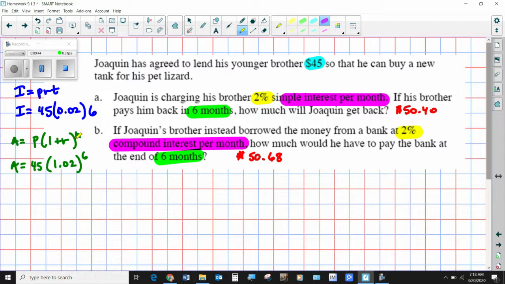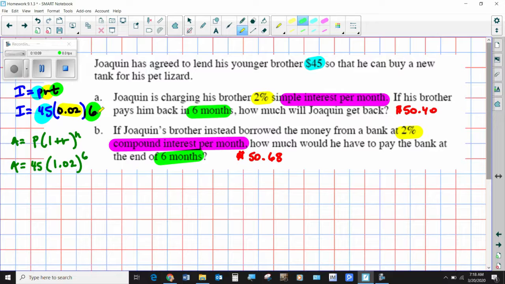Compound interest applies interest to previously earned interest, so it's going to grow more quickly. So what do we have here? Let's take our 2% interest rate and change it to a decimal number. We've got our principal, right? Principal goes here. The interest rate goes here. And then the time in years is not years, it's in months, goes here.